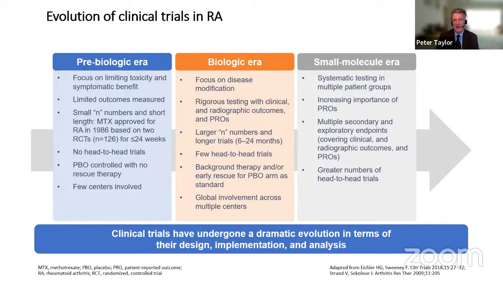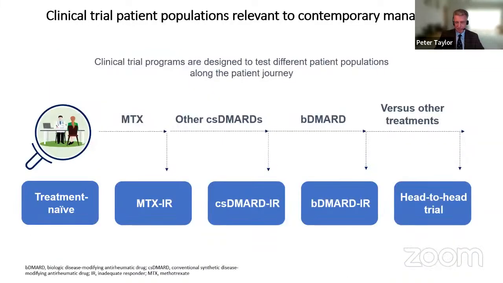And then more recently still, we've moved into the era of small molecules. And there we have systematic testing in multiple patient groups, an increasing importance of patient-reported outcomes, and more measures being assessed. But that brings some problems from a statistical analysis point of view, and we'll discuss those. So multiple secondary or exploratory endpoints may crop up, and we've seen many more head-to-head trials, and I think we'll see more as we continue. So this is a rapidly evolving field.